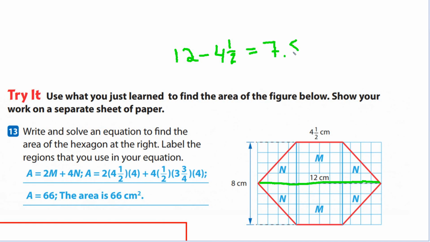Okay, remember, what do you do after the 7.5? These two in total is 7.5. So you divide them by 2. And when you divide by 2, you get 3 3/4. Now, if you're struggling with how to take 12 minus 4 1/2, I would go to the video, which I will make, and you have it in Personal Tutor, how to add and subtract fractions, whole numbers, etc. So once you do that and you do the math, you get as an area of 66 centimeters squared.